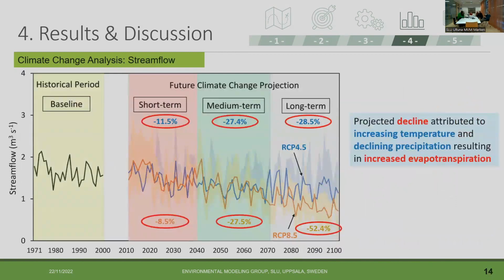So in terms of the outputs that we got, the stream flow showed a general decline, with a higher decline in the RCP 8.5, especially in the long-term scenario, where we could see in the inputs that the temperature was increasing so much and the precipitation declining a lot. So again, that resulted in a much larger decline for the RCP 8.5.